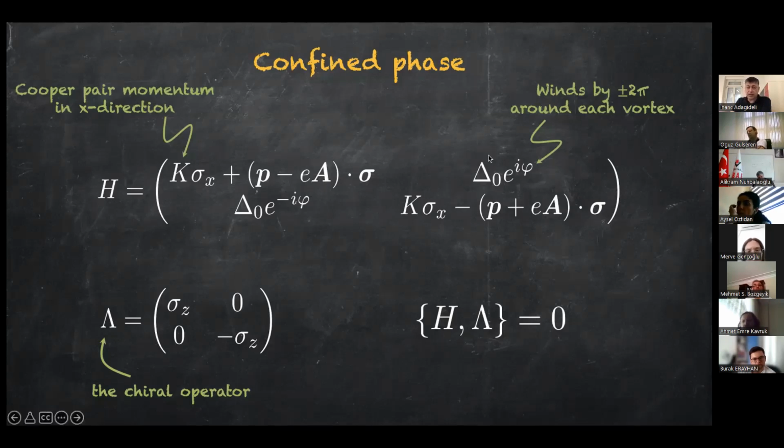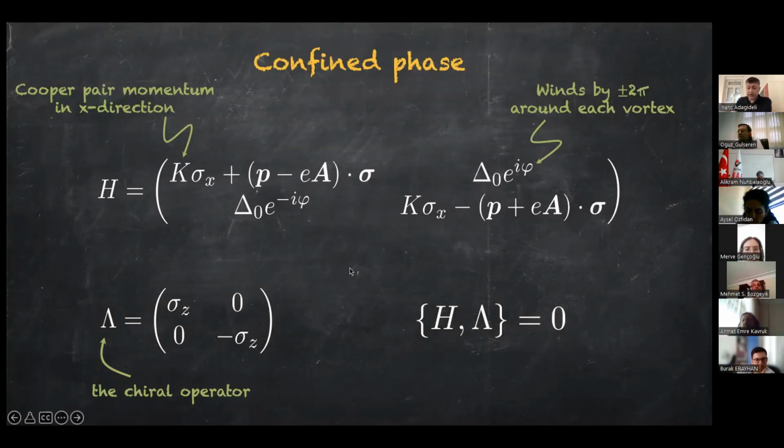Then those things are hybridized by a gap, but that gap is a complex number and has a phase which winds by 2 pi around each vortex. If it winds by 2 pi, then we call it a vortex. If it winds by minus 2 pi, we call it an anti-vortex. And if it winds by n times that, you call it a charge n vortex. That n is a topological charge.